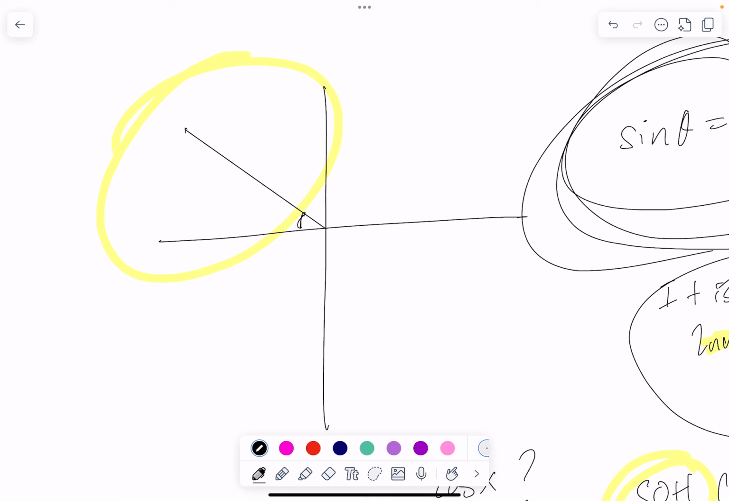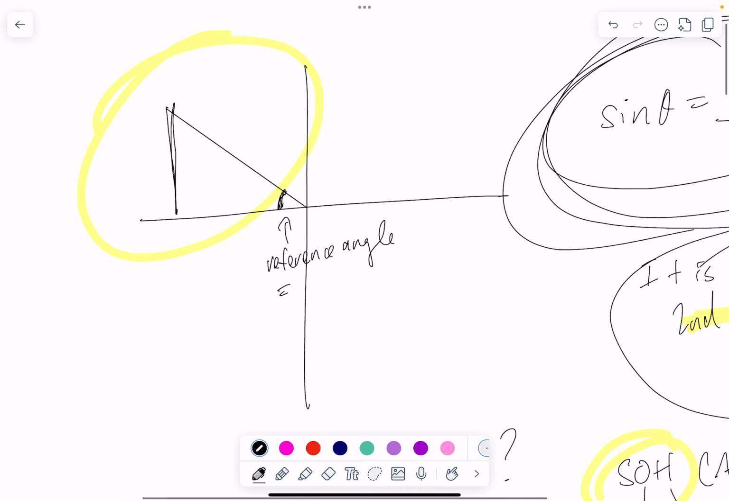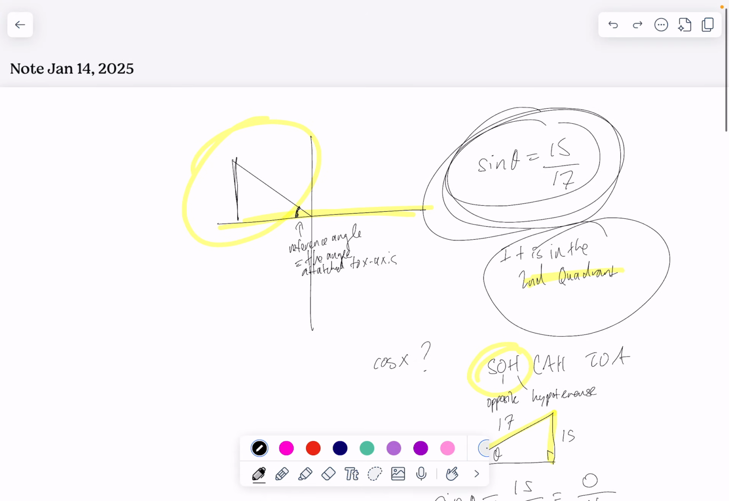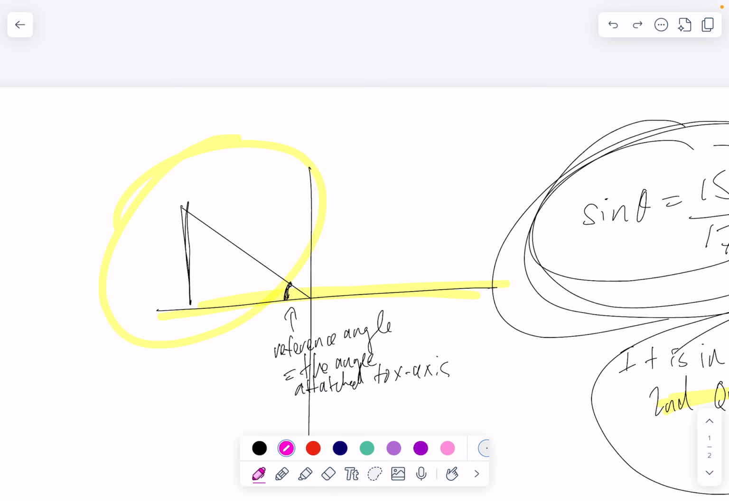So now, why don't we draw a right triangle? I'm going to use this angle right here because it is called a reference angle. A reference angle is equal to the angle attached to the x-axis. Now, this is the x-axis. I could technically draw a triangle from out here too, but that wouldn't make sense, because I'm trying to use this reference angle. So that's why I'm going to draw that triangle over here. So I just drew my terminal arm. This is my terminal arm.